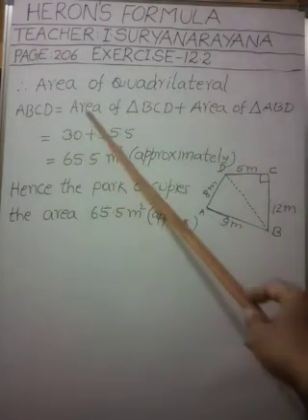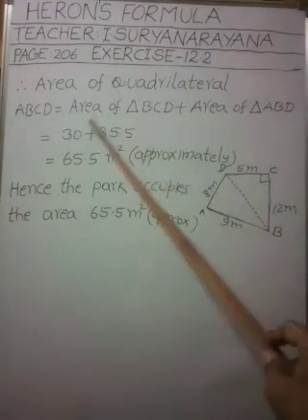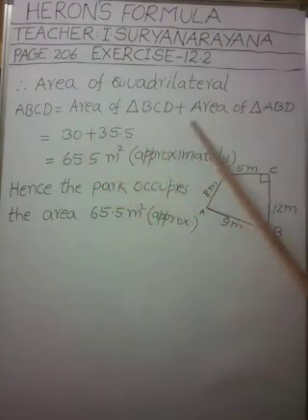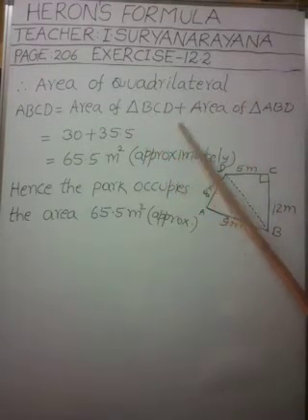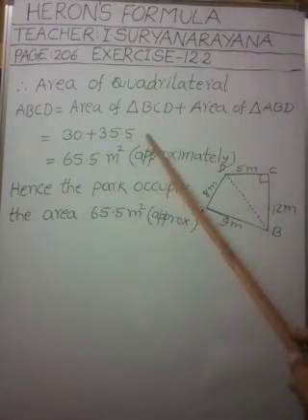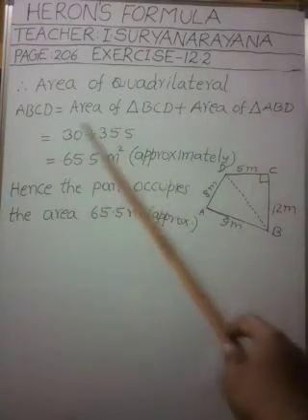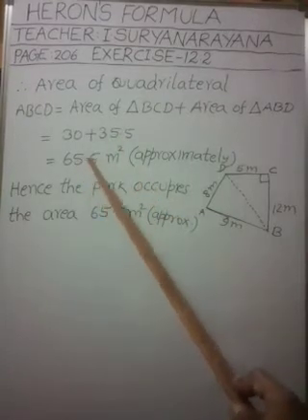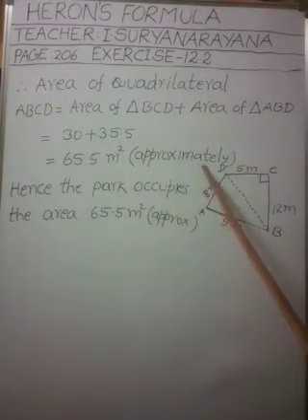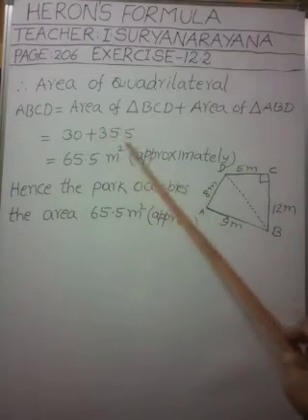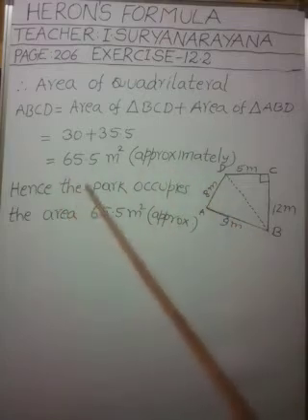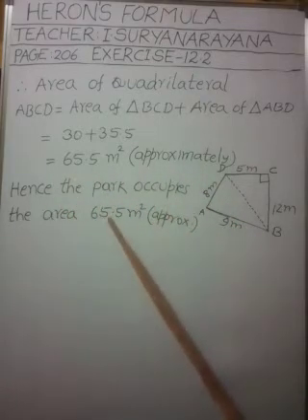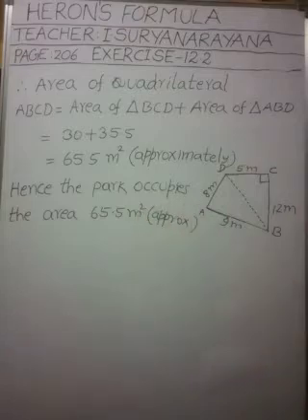That is equal to, what is the area of triangle BCD? We have already found, that is 30 meter square, plus what is the area of triangle ABD? We found 35.5 meter square approximately. Understood this step, my children? That is equal to, by adding these two numbers, what will you get? 65.5 meter square approximately, because we are taking this value as an approximate value. So the final answer is also an approximate value. Hence, the park occupies the area 65.5 meter square approximately. Understood, my dear children?